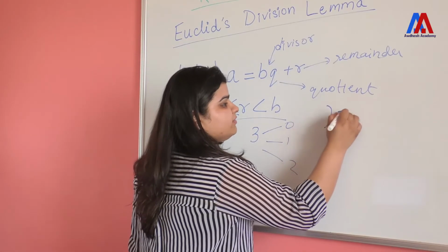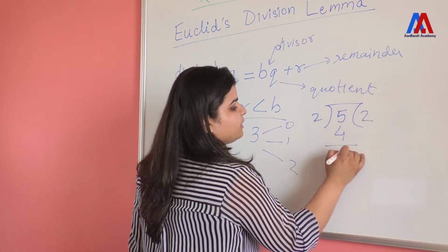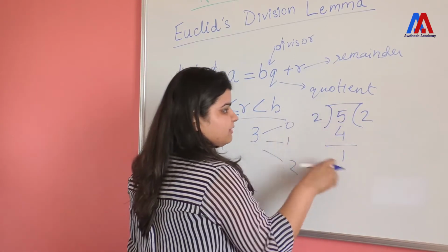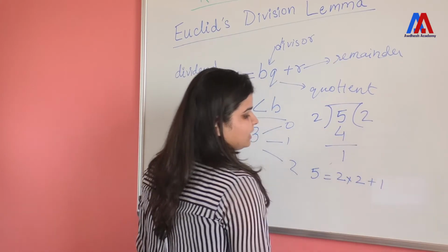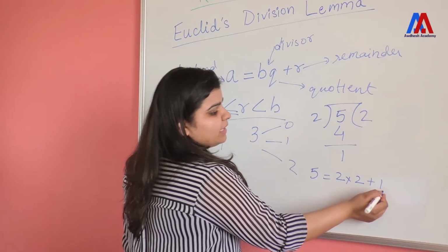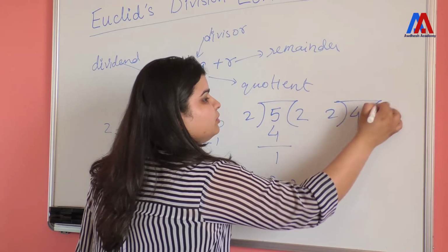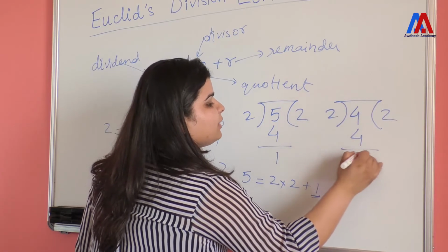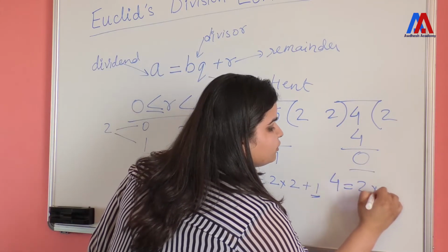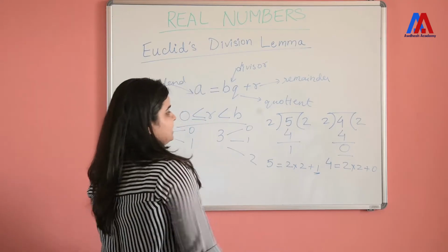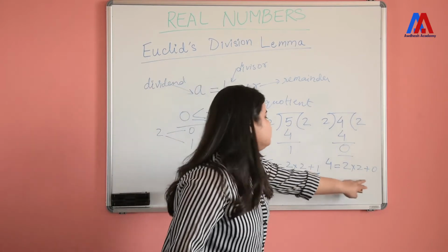Let's suppose we divide 5 by 2. So 2 times 2 is 4 and we get 1 as the remainder. This can be written as 5 equals 2 into 2 plus 1. So here we see that 1 is the remainder. Now suppose we divide 4 by 2. So 2 times 2 is 4 and we get 0 as the remainder. So 4 can be written as 2 into 2 plus 0. You will see that if you divide any number by 2, the only possible remainders are 0 and 1.